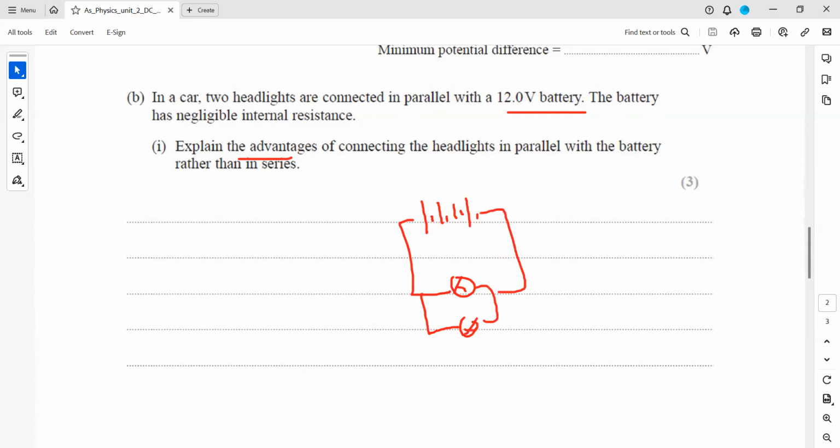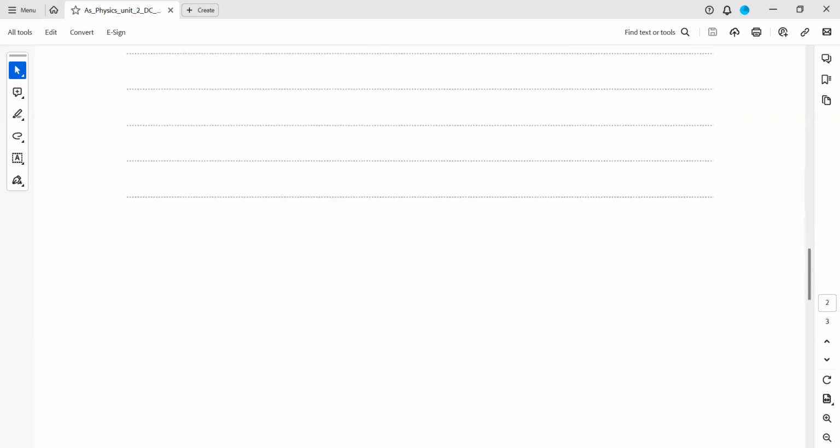So first, whenever they're connected in parallel, they will work independently. And the second thing, they receive the same voltage, because if the operating voltage is 12, they both receive 12 volts. Otherwise, if they were connected in series, the potential would divide, so the voltage across each would be 6 in that case. So they receive the same potential and work independently.